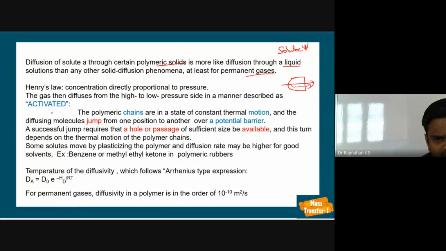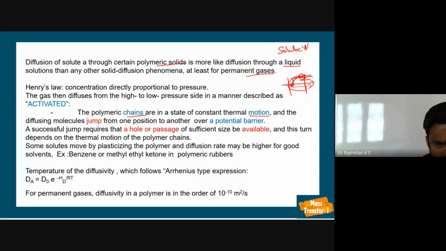Obviously, like Henry's law, we know the concentration is directly proportional to pressure. We have already seen that depending upon the pressure difference on either side of the polymer, we are going to have the diffusive flux. One more thing is that it happens just like an activated state, as I said. The polymeric chains are in a state of constant thermal motion, and this is a jump of a molecule from one gap to another gap. Once it reaches here, there should be a gap or a passage for the molecule to move there, otherwise it will go back to its original position. This is how it happens.